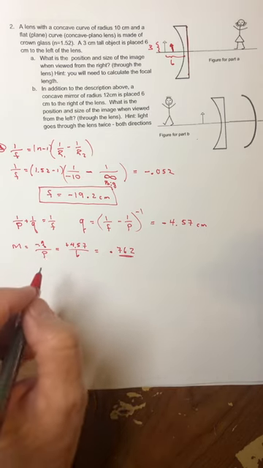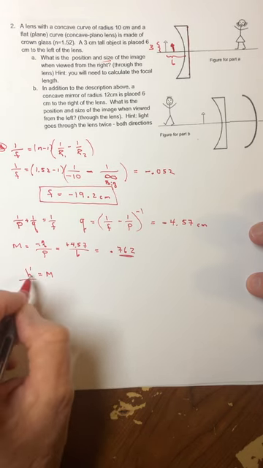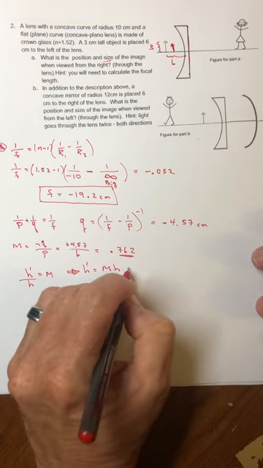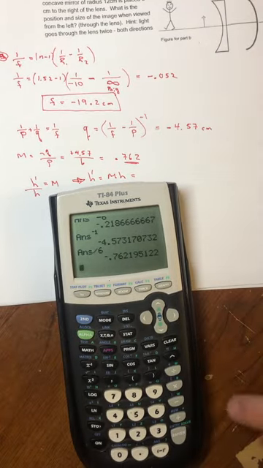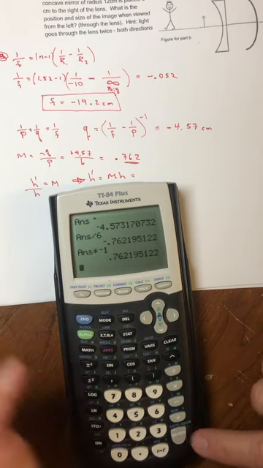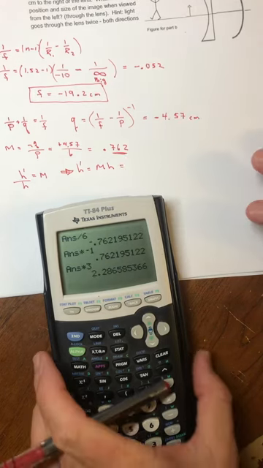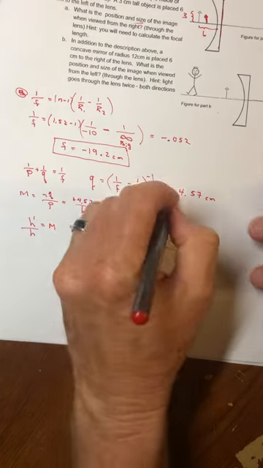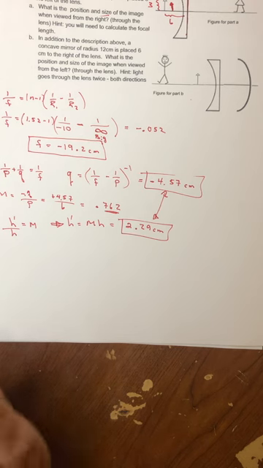Now, I suppose technically I'm not done because it asks for the size. And so to get the size of the image, which the definition of magnification is size of the image over the size of the object, means that the size of the image would be the magnification times the original size. So taking that point, it looks like in my calculator I still got the negative. Let me get rid of the negative. So taking that magnification and multiplying it by the height of the object, which is 3, we're looking at something that is 2.29 centimeters tall. So there is the location, and there is the size.